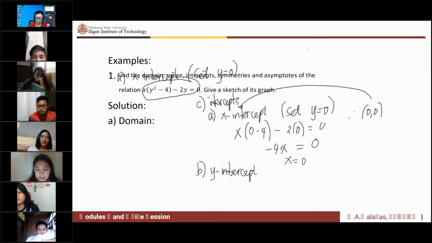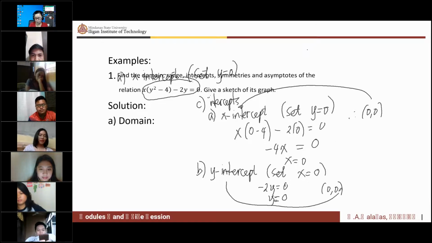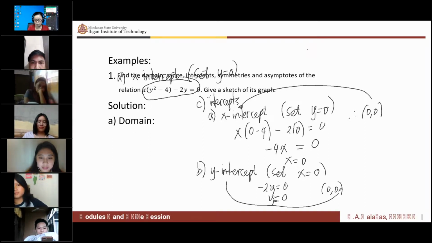So for the y-intercept, you set x to 0. So when x is 0, you get negative 2y equals 0, of course. 0, 0 is the origin. The origin is a point on the x-axis and on the y-axis as well. So as you can see, 0, 0 is the only intercept. This is the y-intercept. Now next is to test for symmetry.